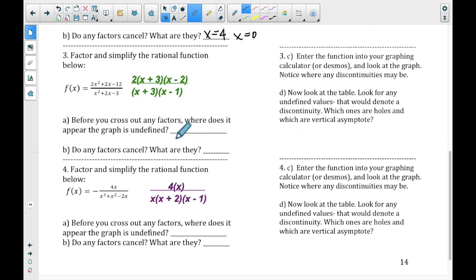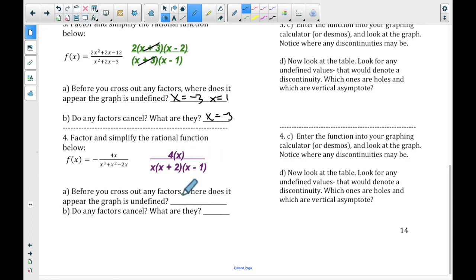Same thing on number 3. Where does it appear to be undefined? We look at the denominator, negative 3 and positive 1, but the x plus 3 cancels out, so that means the negative 3 is no longer part of that function, part of the graph. It will be part of the graph, but it's no longer there for now. All right, and then the last one, same thing. The denominator tells us x cannot be 0, x cannot be negative 2, and x cannot be positive 1, and that's a negative 2. And what cancels? This x and this x do cancel, so that one is gone.